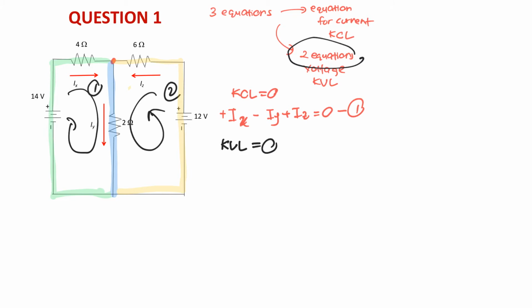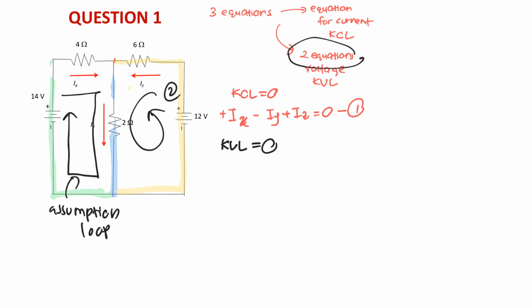So let's start. For the 4 ohm resistor, like I mentioned before, you are going to look at the assumption loop and also the current inside the circuit. So I need to draw it properly. It is going to be like this, here, here, here, here. The black one is my assumption loop, and the red one is the current inside the circuit.